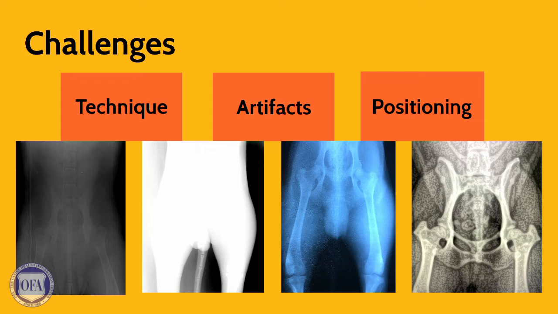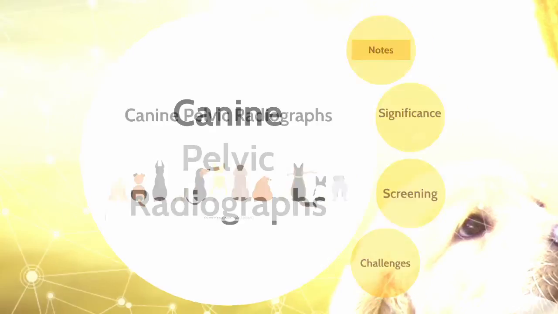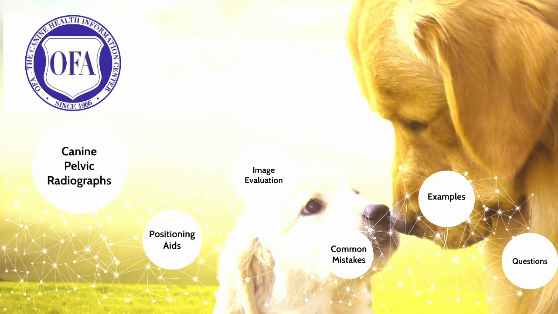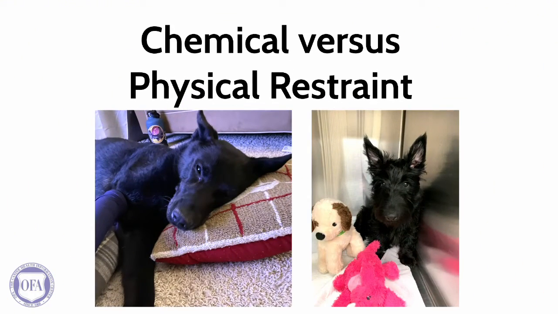If the patient is rotated, this provides a risk for a false decrease in the dog's grade. So, how can we best position the patient to ensure that we are getting the most accurate representation of the dog's hips? First, let's discuss positioning aids. The first part that must be addressed is the issue of chemical versus physical restraint.